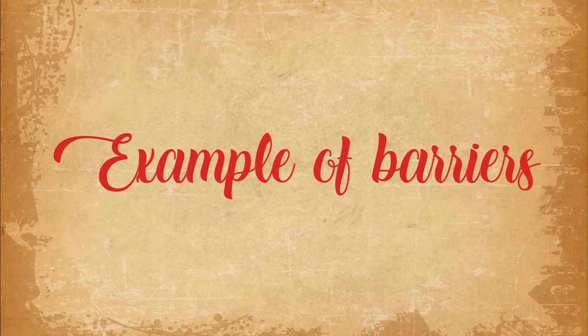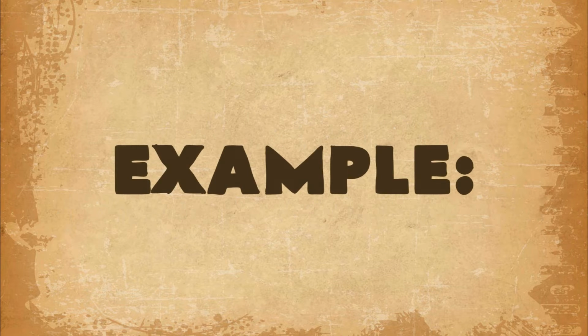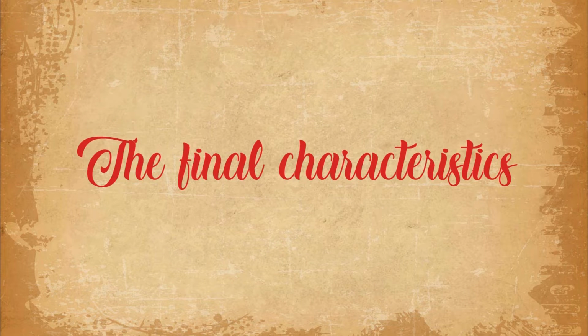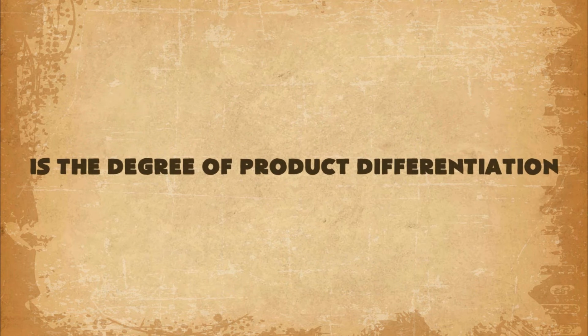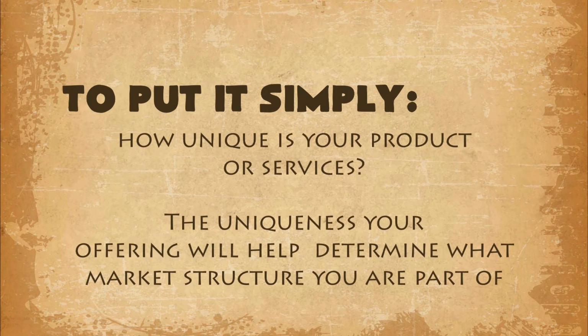An example of a barrier could be the large expense of setting up the firm. For example, the production of aircraft requires large overall costs in buildings and technology. These huge costs prove to be large barriers to entry. The final characteristic is the degree of product differentiation. To put it simply, how unique is your product or service? The uniqueness you're offering will help determine what market structure you are part of.